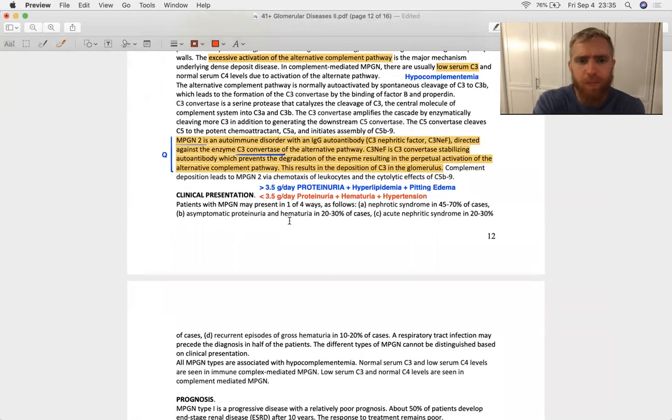So how do these patients present? Well, you could have a little nephrotic, you could be a little nephritic. Remember, a nephritic syndrome can turn into a nephrotic syndrome, and we're making the call based on grams per day proteinuria. If it's over 3.5, we're calling it nephrotic. If it's under, we're calling it nephritic. Nephrotic, you also see hyperlipidemia and pitting edema. Nephritic, you also see hematuria and hypertension.